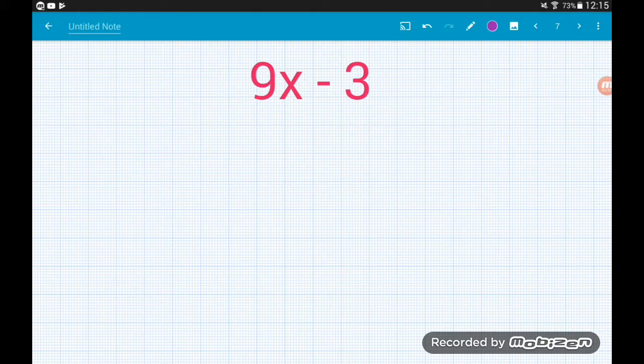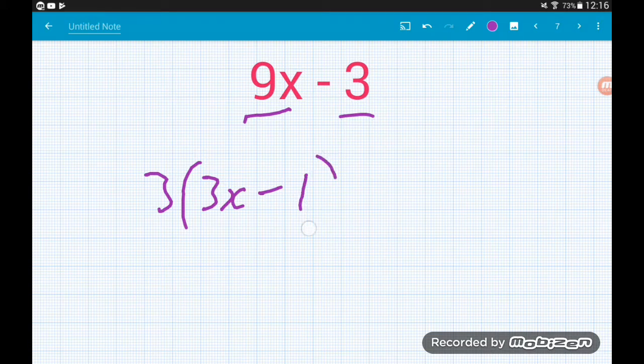9x minus 3. So, what is common then between 9x and 3? Well, it's 3. So we're going to smash 3 on the outside of the brackets. 9x divided by 3 gives us 3x. And then minus 3 divided by 3 leaves us with minus 1. Jobs are good and again.